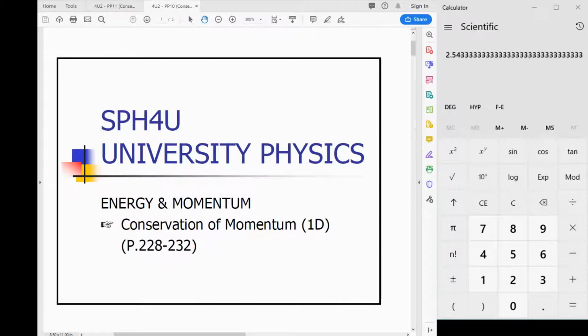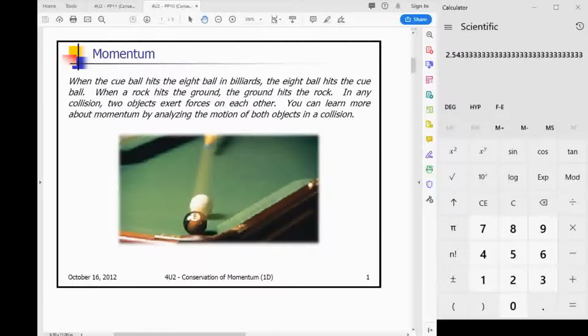So the next lecture in the energy and momentum unit is on conservation of momentum, and we're going to look at conservation of momentum in one dimension first, because these are easier problems than when we look at it in two dimensions. In later years, when you study conservation of momentum, you'll look at it in three dimensions as well. But for the purposes of this course, we have to do one dimension and two dimensions. This is section 5.2 in your textbook, so if you want to follow along, you can look at it there.